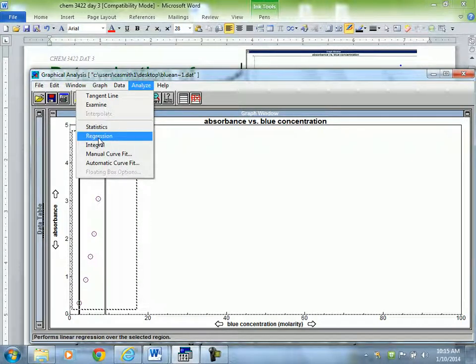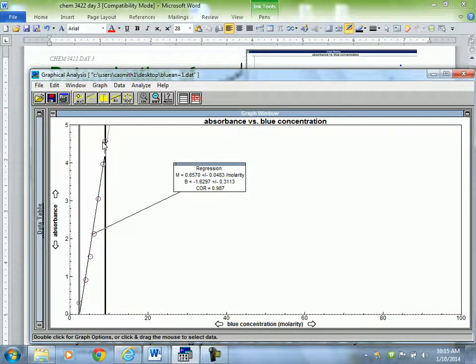It's different in Excel. There pops up this regression box. And there's my slope, 0.657. There's my little m, and there's my y-intercept, negative 1.6297. So those are the two numbers that you need to do this analysis. You measure your unknown, and let's say the absorbance is 2.5. Well, you plug in 2.5 for y. You know what your m is, your y-intercept. Solve for the concentration.